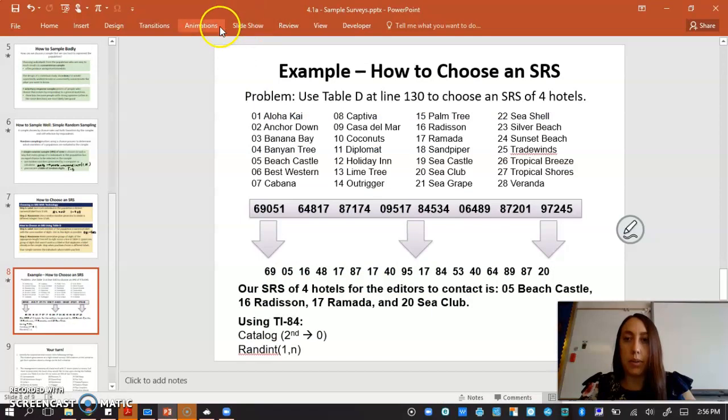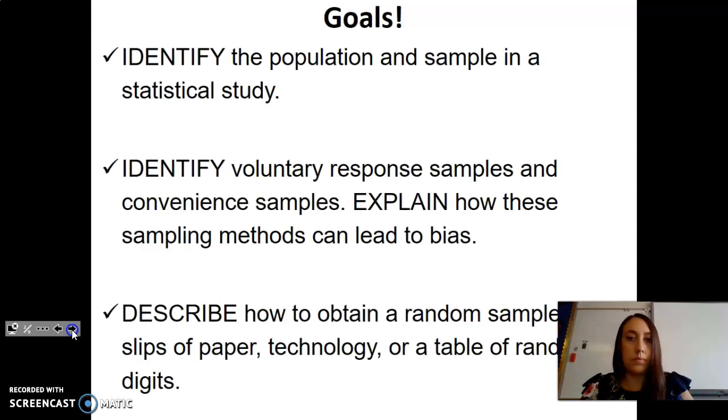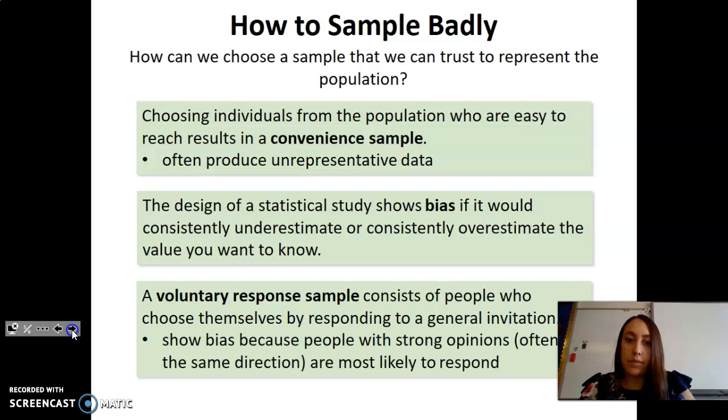We're going to do another example here. Sorry, I just started this from the beginning. We'll slide through it though real quick.